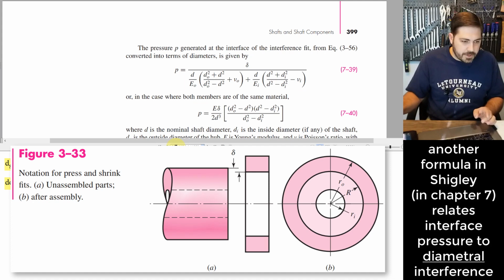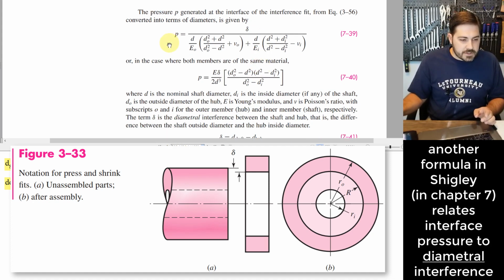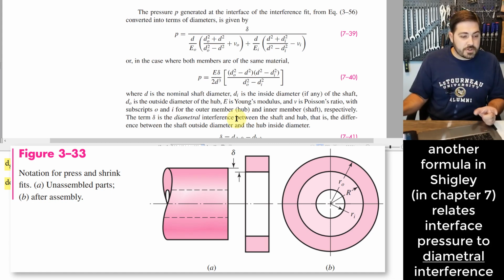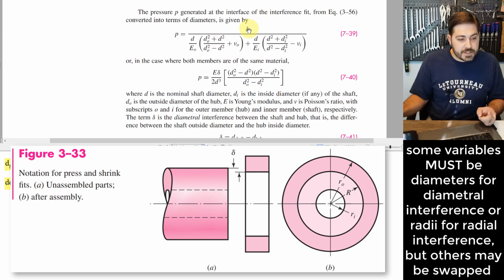So if I flip over here, we see this form of this equation. And it's a little bit different. It's not much different, but it's a little bit different because all of these things are shown in terms of diameters. And they say down here, this delta is a diametral interference. And so these are very similar equations, and I want to just point out that the reason the delta here is a diametral interference as opposed to a radial interference is because I have diameter terms here and here.